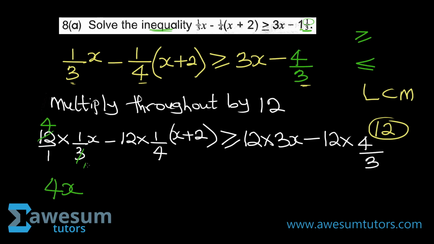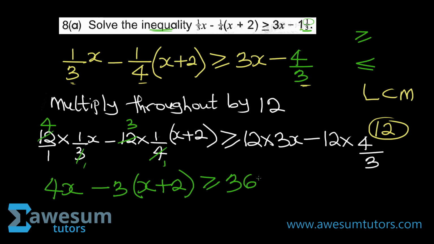3 here 1, 3 in 12 is 4. So 4 times 1 is 4, 4 times x is 4x, minus 4 in 4 is 1, 4 times 12 is 3, so 3 times 1 is 3. So that means I will have 3 bracket x plus 2. Very good, guys. So that's for the left hand side. Put your sign of greater than or equal to 12 times 3x. That's going to be 36x.